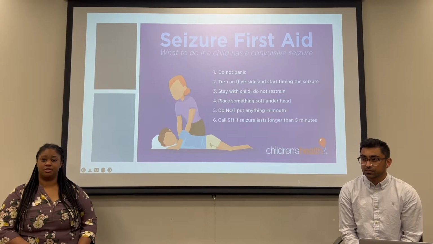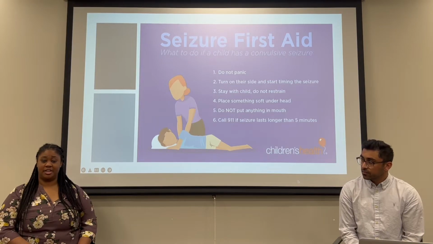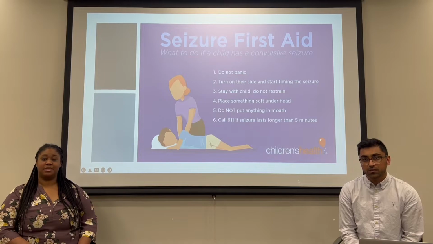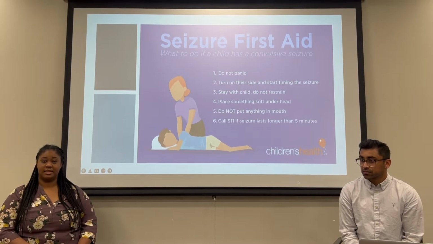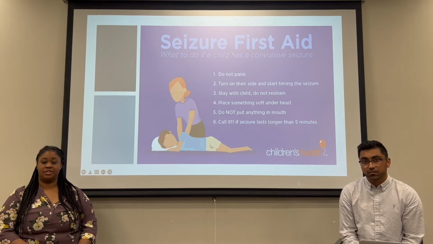Here's something that you can do to possibly intervene. Number 1 is do not panic. Number 2 is to turn the person on their side and start timing the seizure. Number 3 is to stay with either the child or the patient and do not restrain them. Number 4 is place something soft underneath their head. Number 5, do not put anything in their mouth that can obstruct their airway. And number 6, call 911 if the seizure lasts longer than 5 minutes.